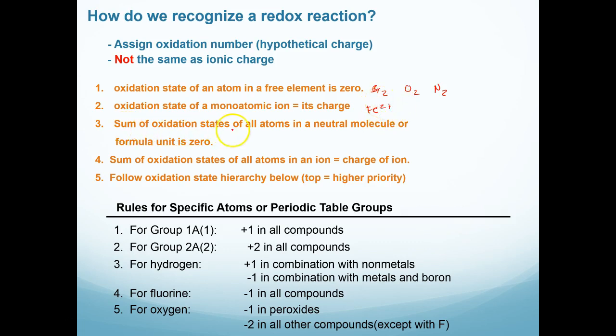The sum of the oxidation states of all the atoms in a neutral molecule must be 0. So it's very similar to the way we assign charge. If we have an ion, the sum of the oxidation states has to be equal to the charge of that ion. And the last thing is, we have to give priority when assigning oxidation states, and here they are. So group 1A will always be +1, group 2A will always be +2, and then you have a few more in order, right?